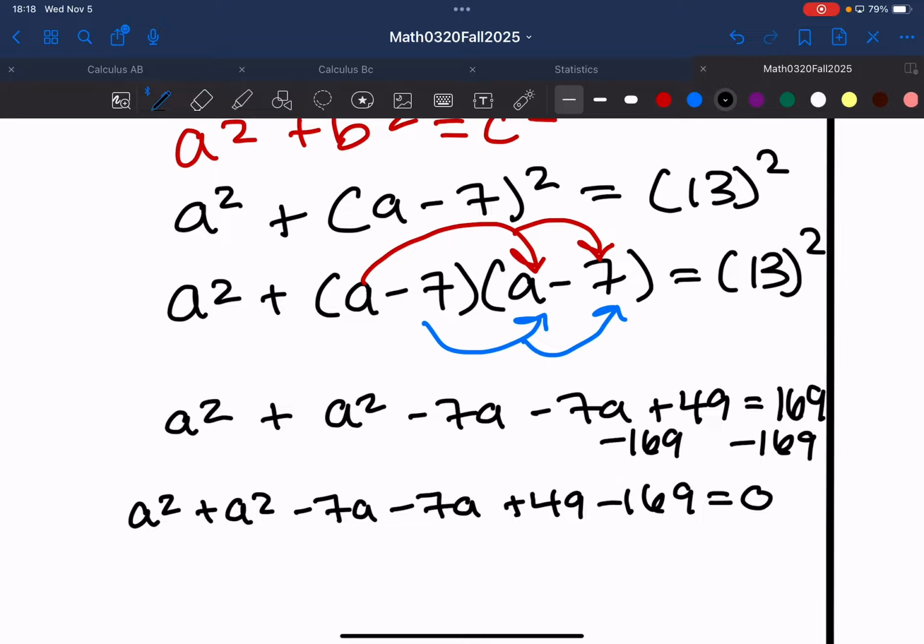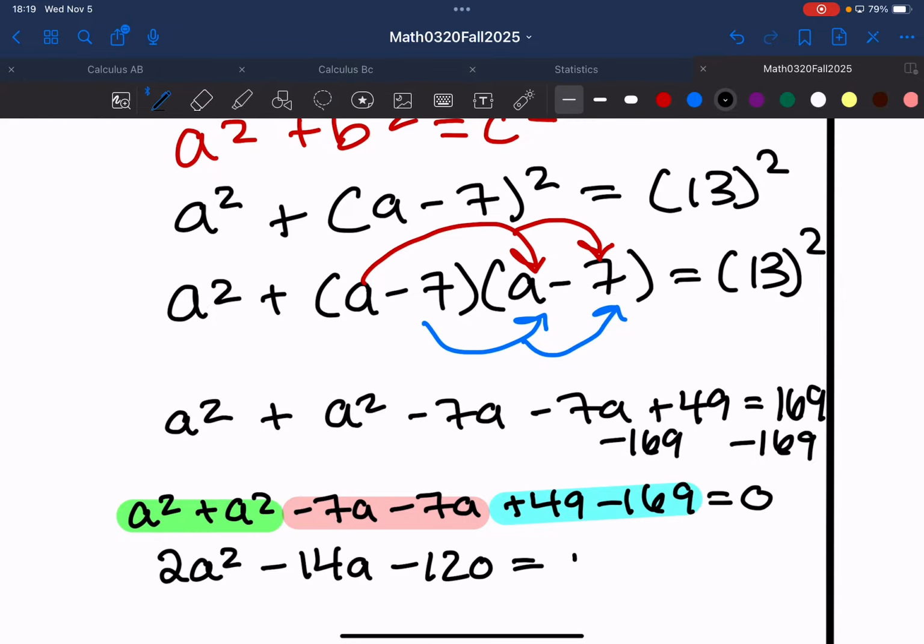Okay, I have everything now off to the left. And then now I should look at everything on the left side and see if I can do what? Combine like terms. So I have A squareds here, I have 2 negative 7A's, and then I have 2 numbers. So I'm going to combine each of them. So what is A squared plus A squared? 2A squared. What is negative 7A minus 7A? Negative 14A. And what's 49 minus 169? Negative 120 equals 0.